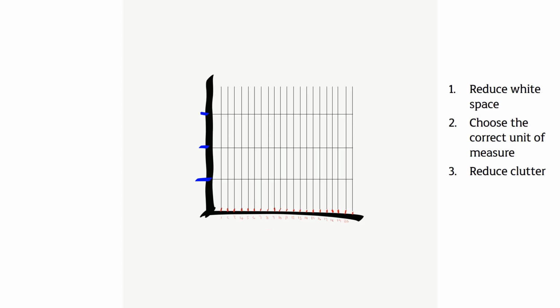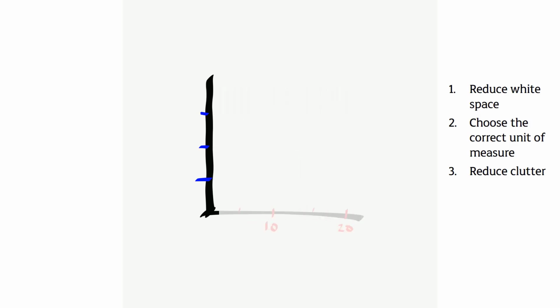You don't need to include grid lines running across the graph. This can make the graph look cluttered and hard to read. Instead, use tick marks on the axes. You don't need to include lots of tick marks. For example, major tick marks could be every 10 units, with a minor tick mark at every 5 units, rather than a tick mark at every single unit.